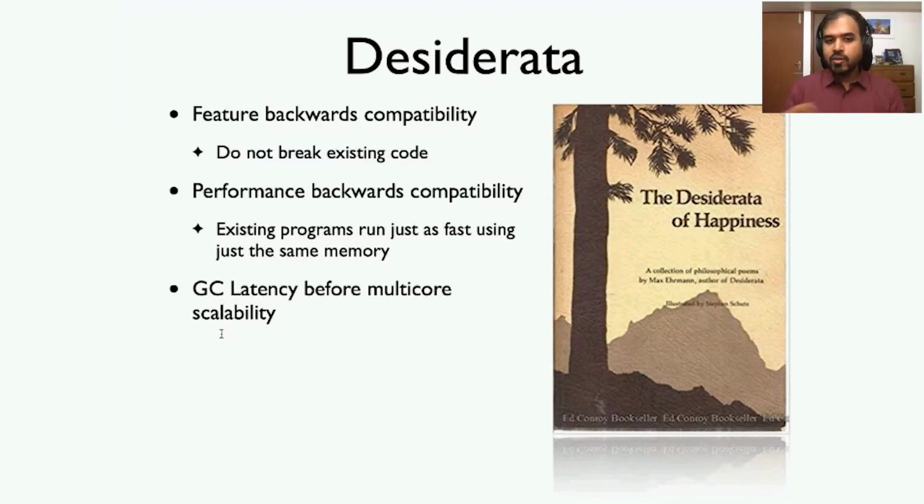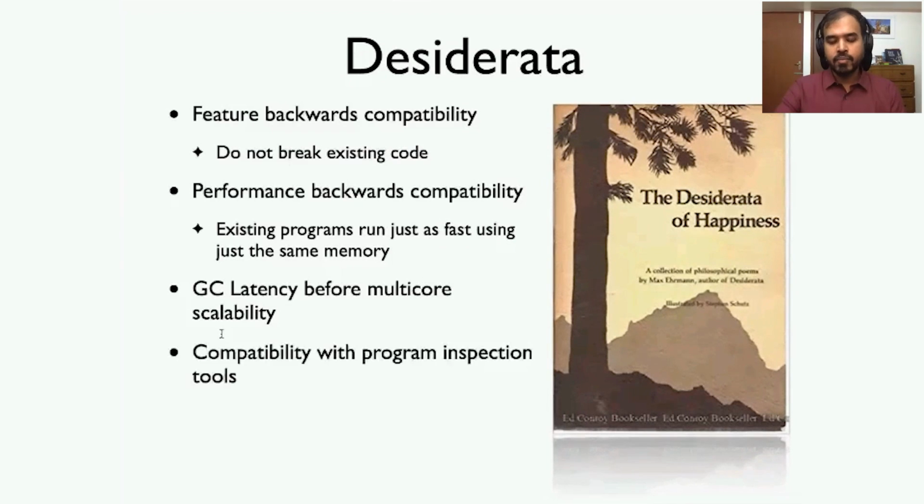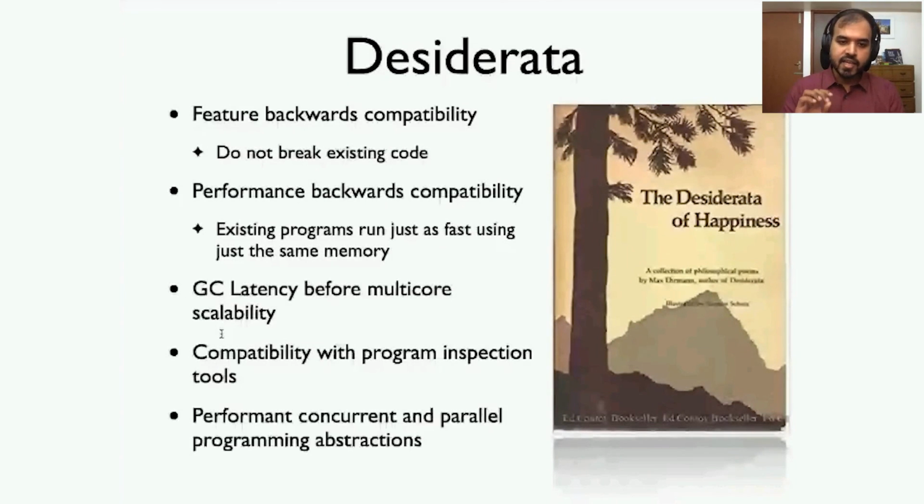By ordering the goals this way, we believe that we can solve the latency concern, and as a result, we naturally get throughput as a byproduct. That is our hope. And we want to ensure compatibility with program inspection tools such as GDB and perf. And last but not least, the mechanisms that we add, the concurrency and parallelism abstractions, should be efficient, right? So these are our ideal requirements.